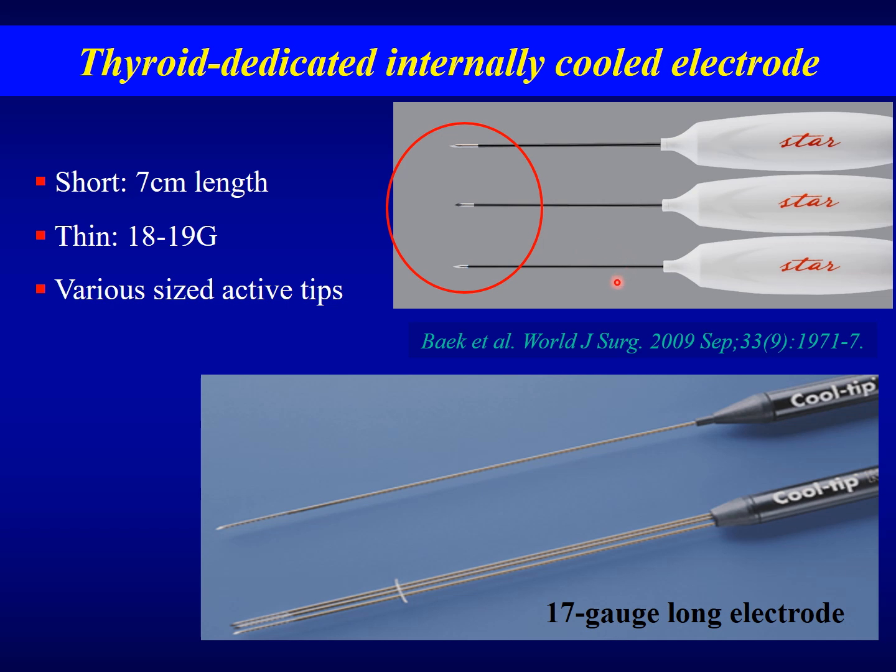This image shows the thyroid dedicated internally cooled electrode compared with the 17 gauge long electrode commonly used in the liver. This thyroid dedicated electrode is short for easy control and thin to minimize normal thyroid injury, and there are various sized active tips, so we can use these variable tips according to the size of thyroid nodules.